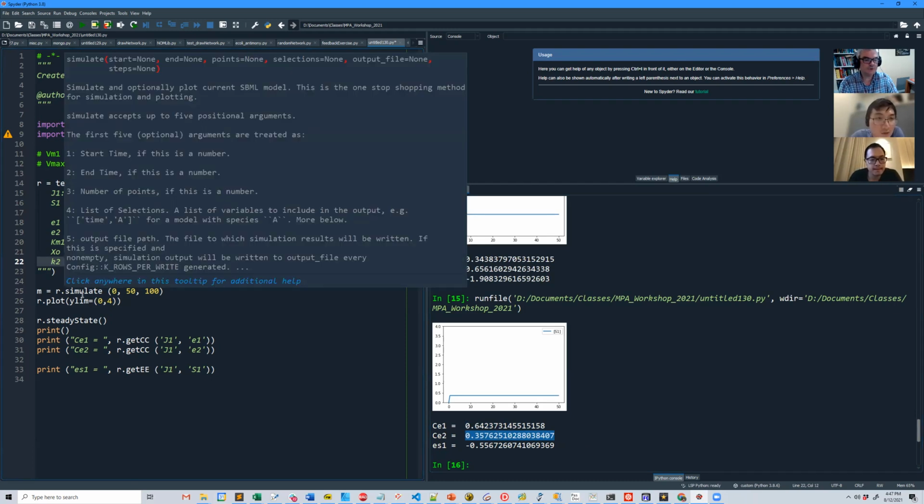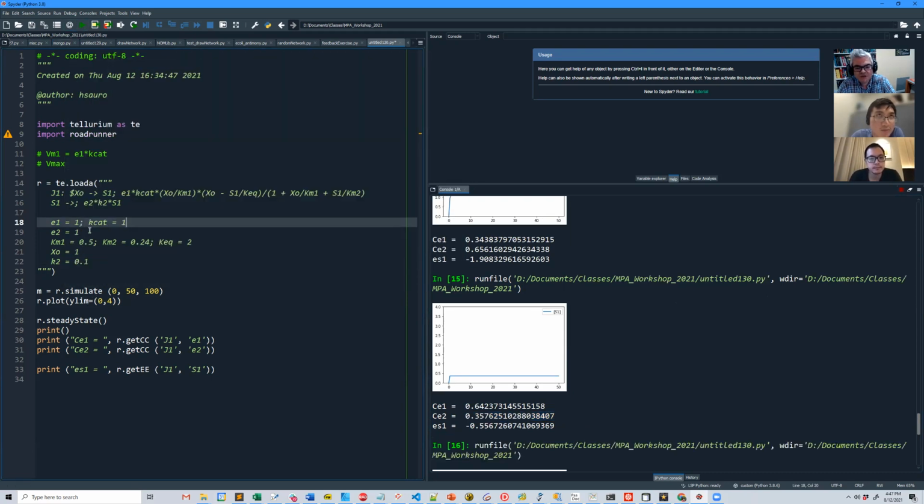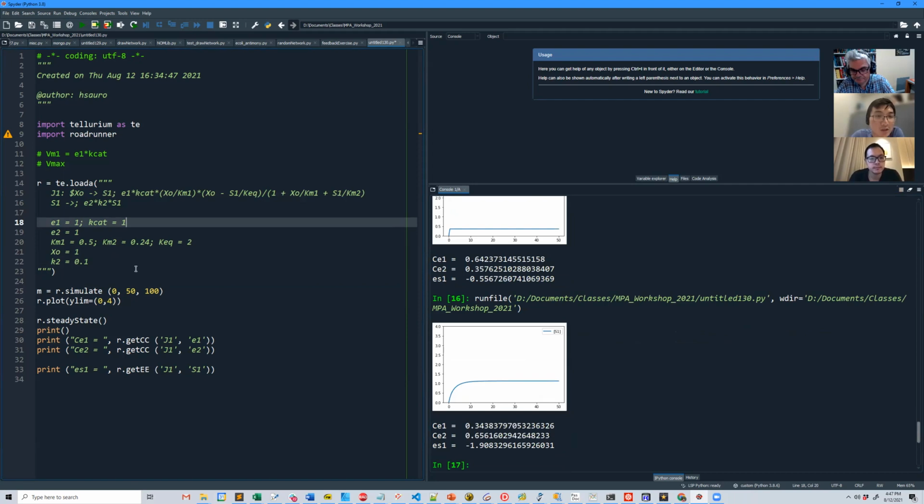Wait, so if you decrease K-cat, it means the enzyme is slower. It should be more effective, right? No, it's slower. It's a multiplier. So if you reduce K-cat, it slows down. But why in this case is the control coefficient more effective for E1? Because the elasticity has dropped. So S1 has less influence now on V1 than it did before. So you're getting more of the effect from E1. So there's a balance here, right?